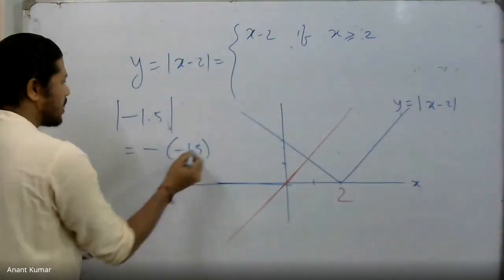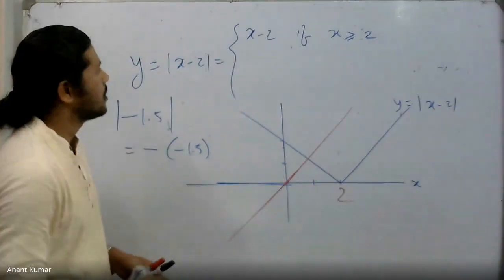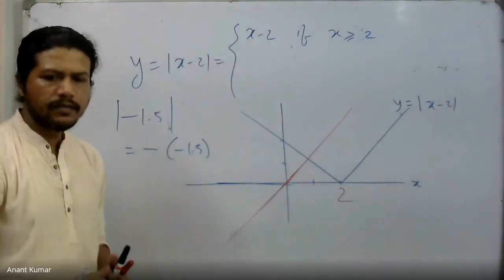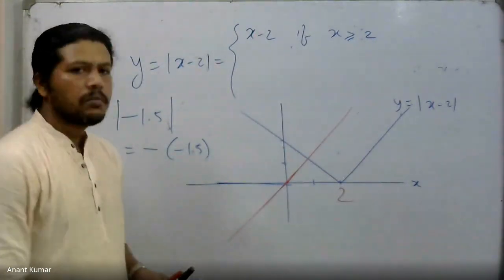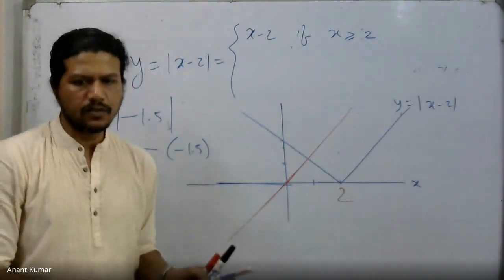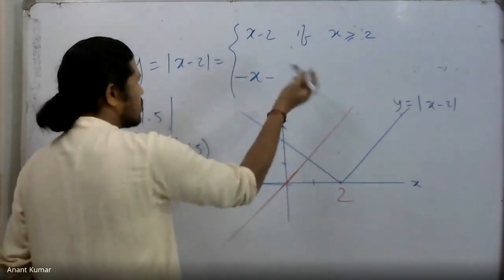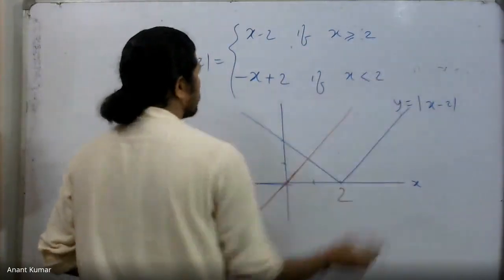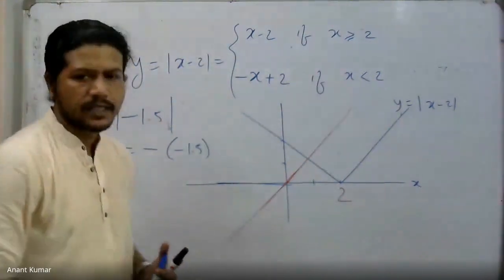That's what it means, but that is going to be nothing but 1.5. Okay, so in a similar fashion, if I just consider the region where x minus 2 is negative, which will happen when x is less than 2, in that case, mod of x minus 2 will turn out to be minus of x minus 2. So therefore it becomes minus x plus 2 if x is less than 2. Thus we have. Now think of these equations as lines.